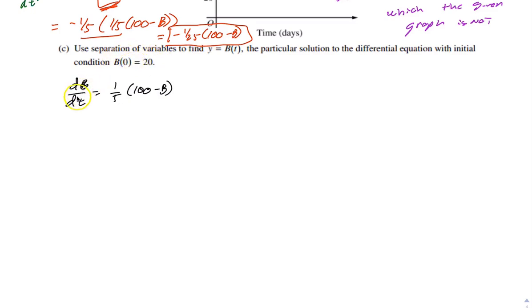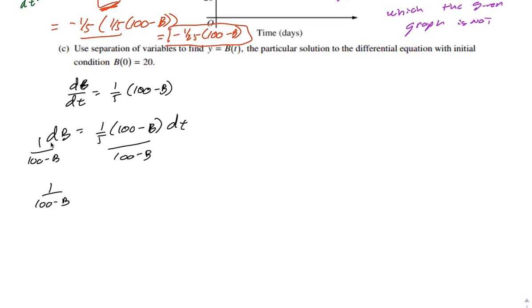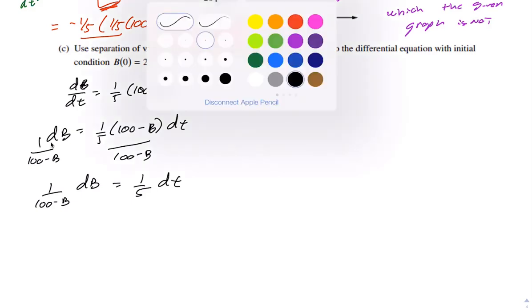So let's do it, right? Remember, step 1, separate the variables. So put dt on both sides. I'm going to get something like this: db equals 1/5 (100 minus b) dt. Now I need to move this b to the other side. The easiest way to do it is just divide both sides. So it looks like this: 1/(100 minus b) db equals 1/5 dt. So now they're separated. Point.